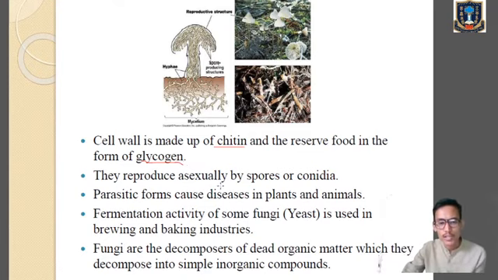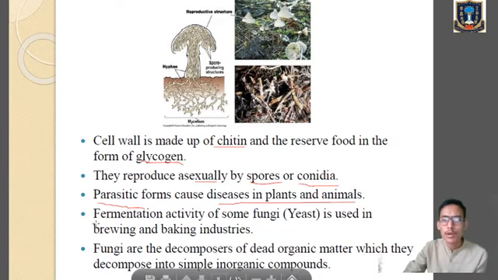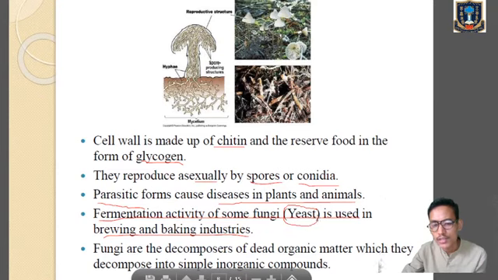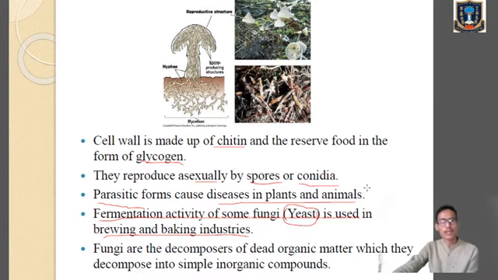Clear? Next one. Reproduction is asexual, which takes place with the help of spore formation or conidia. Parasitic forms, which are dependent on other organisms, cause disease in plants and animals, so they are harmful. Fermentation activity of some fungi is used in the brewing and baking industry. So which fungi are used in baking and brewing industry? Your answer will be yeast. Yeast is mainly used for making alcohol, and for making cakes or bread.